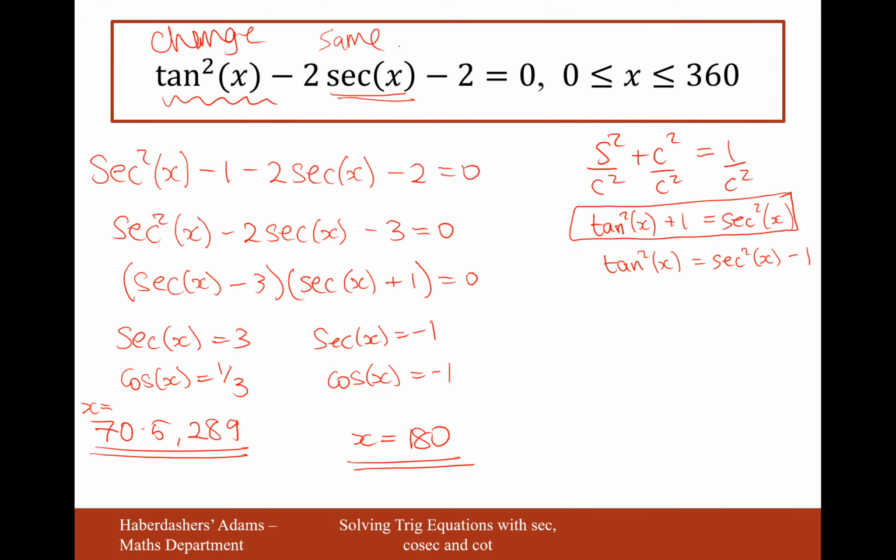So the key takeaway from this question is that you change the quadratic term into the linear term by one of these rules here, linking sine squared plus cos squared equals 1. In this case, we divided it all by cos squared to get tan squared plus 1 equals sec squared. Rearrange it a little bit and you can replace tan squared with sec squared minus 1. Quadratic in terms of sec, carry on from there.